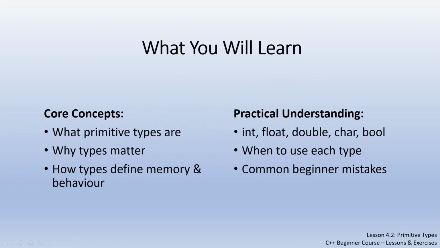Here's what we'll cover in this lesson. We'll define what primitive types are and why they matter. We'll explore the most common types in C++: integers, floating point numbers, characters, and booleans, and we'll talk about when to use each one. Finally, we'll look at common mistakes beginners make when choosing types.